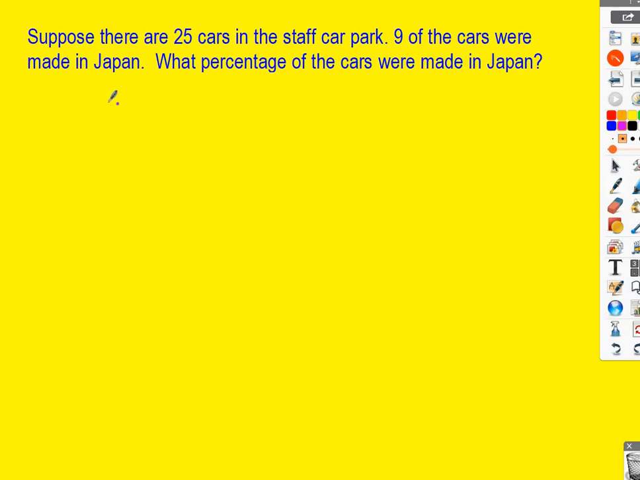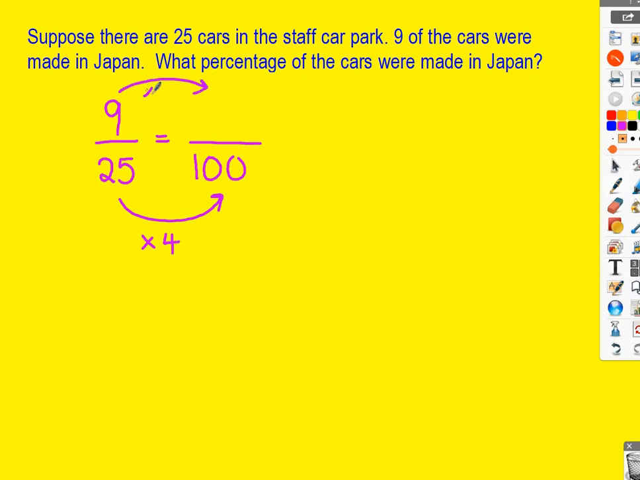As a fraction to begin then, it's 9 out of the 25 cars were made in Japan. And we want to change that to a percentage. So again, using our equivalent fractions, we're multiplying the denominator of the fraction by 4. 25 times 4 is 100. Doing the same then to the top of the fraction, multiplying it by 4. 9 times 4 is 36. 36 out of 100 is 36%. So 36% of the cars were made in Japan.